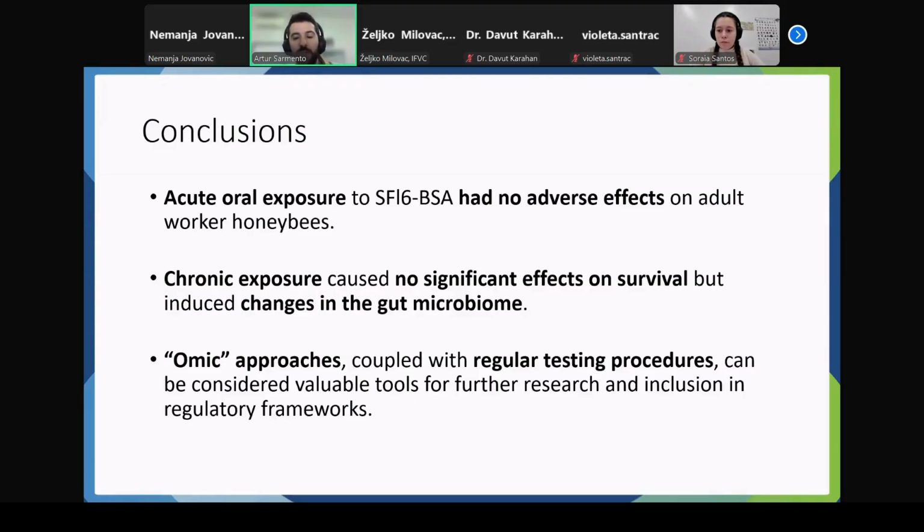And the idea that I want to pass on with this study is that omic approaches can be a really good tool to use alongside the regular testing procedures, in order to see if we really have an effect or not, and not just stay based on survival, which is the typical endpoint that is measured.